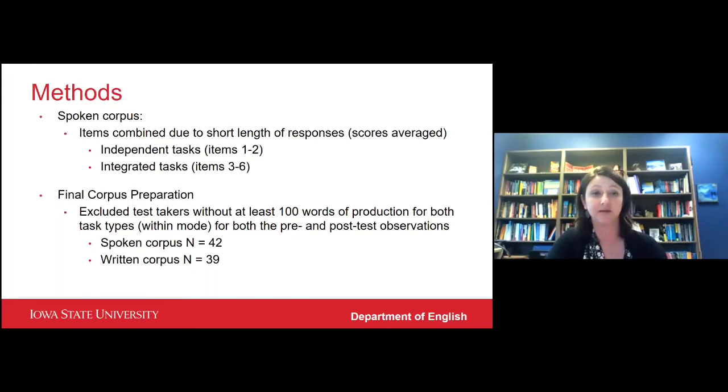For the spoken items, we combine these to reach a sufficient length, and so for each test taker we have 1 observation for the independent spoken tasks and 1 observation for the integrated spoken tasks. In terms of corpus preparation, we had to exclude anyone with fewer than 100 words of production. And so we end up with a relatively small corpus, 42 speakers for the spoken corpus and 39 writers for the written corpus.